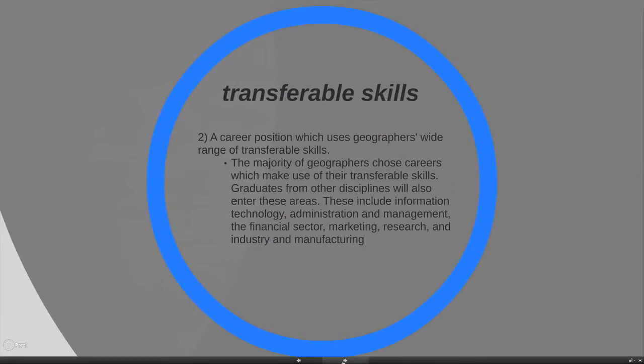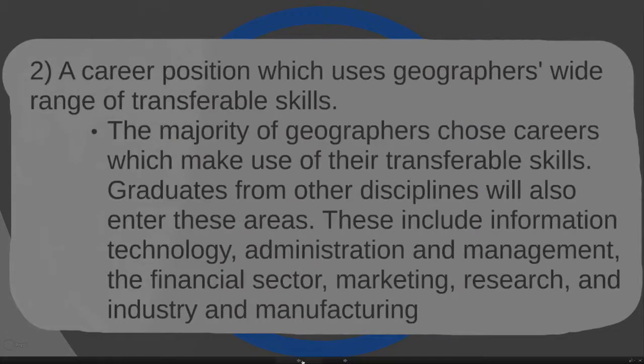So they're kind of scratching around now for something to say about why geography is useful. Because bear in mind, as a singular, geography focuses in on itself. And in our modern world, professions and the world of work have become increasingly important. And that's why across the world, geography departments at universities are getting closed down, because they don't offer you a career path. So the argument is that geography might provide you with transferable skills. And this is how they put it. A career position which uses geographers' wide range of transferable skills. Okay, the majority of geographers choose careers which make use of their transferable skills.